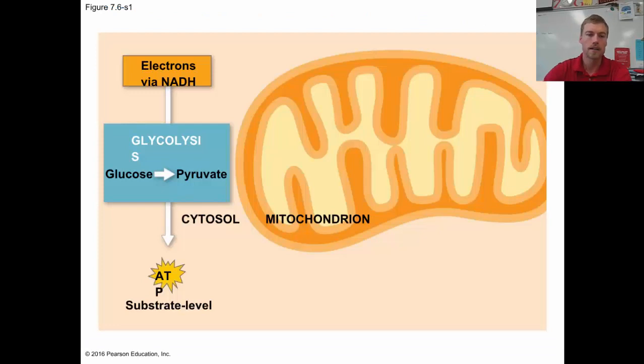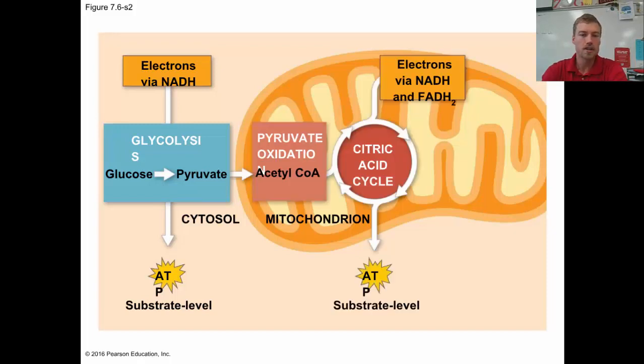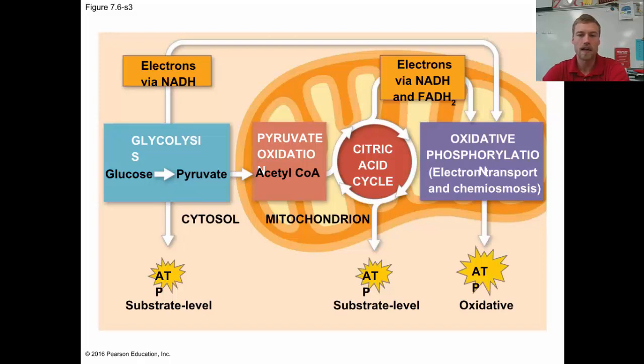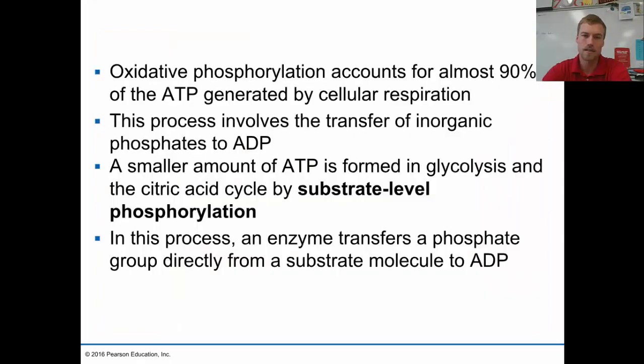So here is kind of the outline of the process. We've got glycolysis occurring in the cytosol. Cytosol is another word for cytoplasm. Then you've got the citric acid cycle and the pyruvate oxidation. And then finally, you have oxidative phosphorylation. And we're going to go through each of those steps. In this video, we're going to talk about glycolysis.